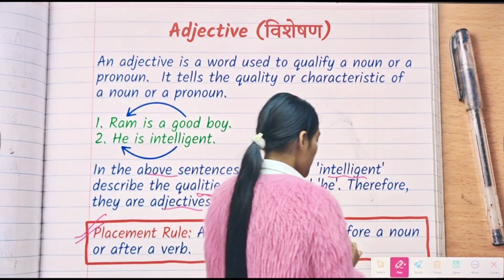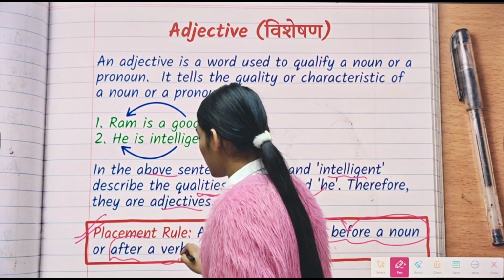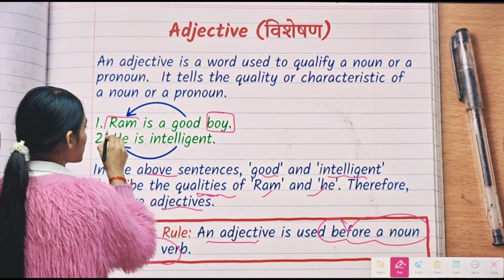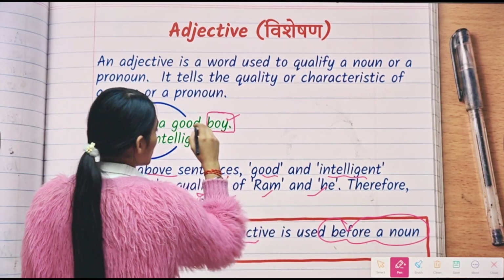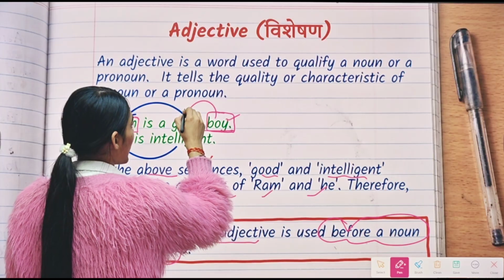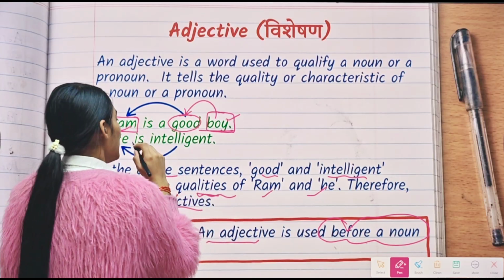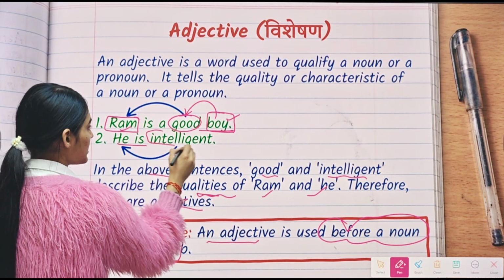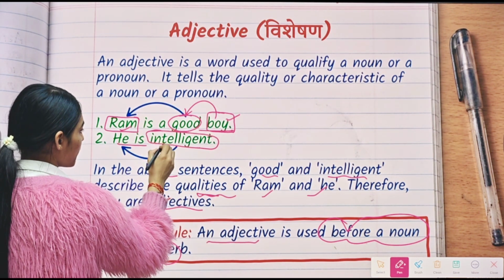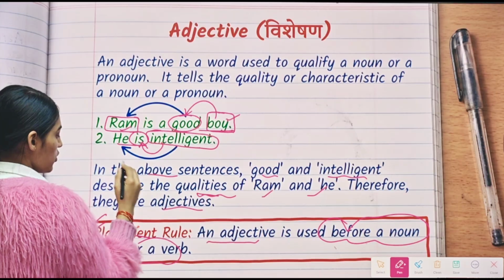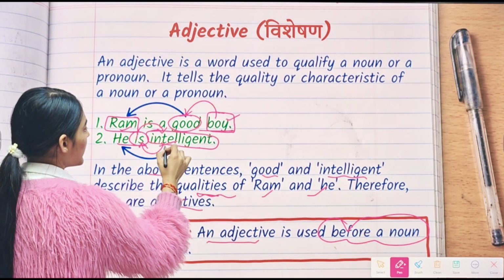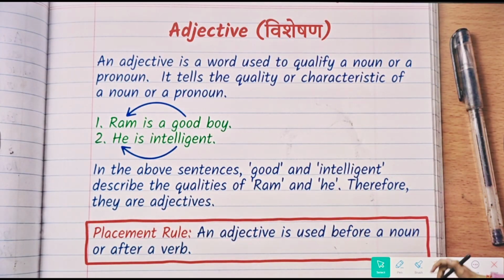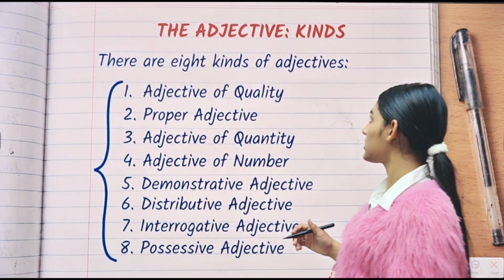And this is quite a very important rule: an adjective is used before a noun or after a verb. Here in this example, boy is a noun, and before that we have used the adjective. Ram is also a noun; this is a proper noun and this is a common noun. In the second example, intelligent is an adjective, and before that we have a verb. So after a verb we will use an adjective and before a noun we will use an adjective. This is very important.